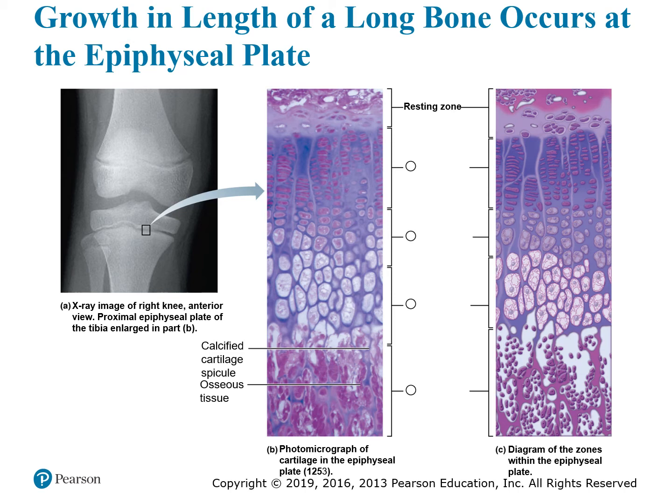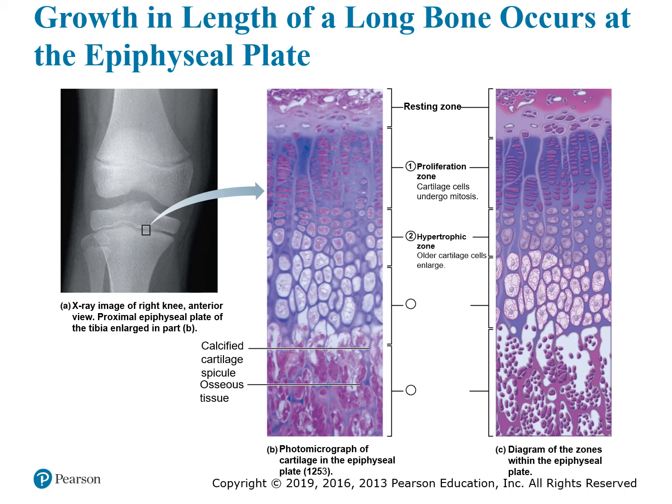Up at the top, you see the resting zone. There's not really a lot going on here. Not a lot of cell division, not a lot of action. In the proliferation zone, this is where you see the chondrocytes or cartilage cells undergoing rapid mitosis. And it's this growth that's actually going to push the epiphyses away from the diaphysis. This really is the force behind lengthening of bones.